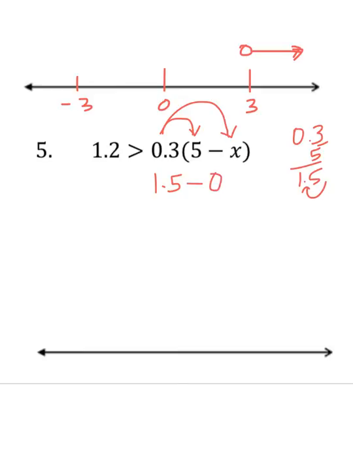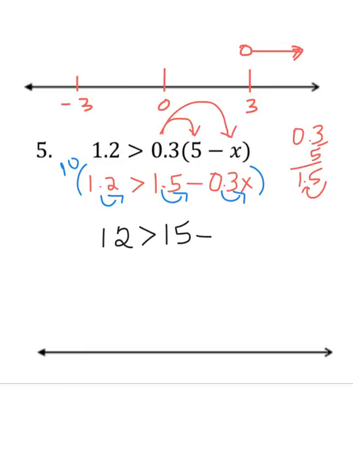minus 0.3x, and I have a 1.2 right here. Now I can multiply everything by 10 and move my decimal point over. That's how I do it, because I like to just be very particular with my decimals. So now I have 12 is greater than 15 minus 3x.